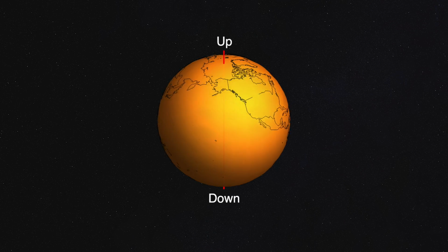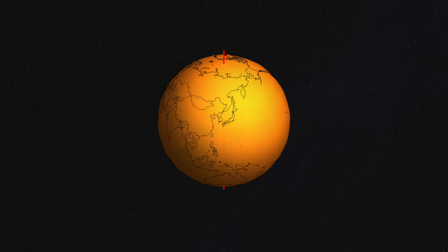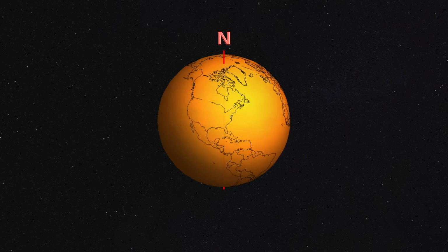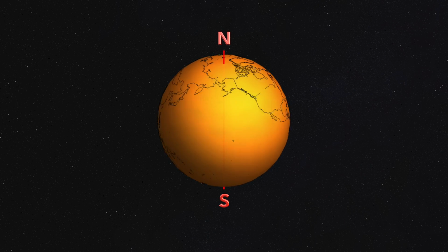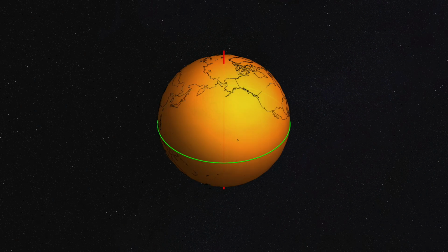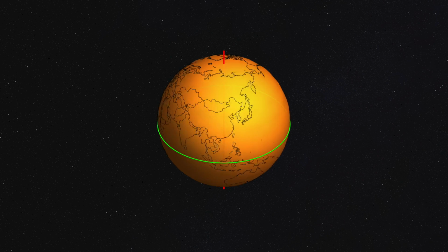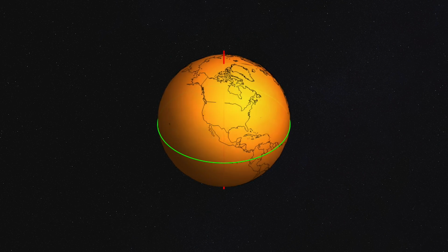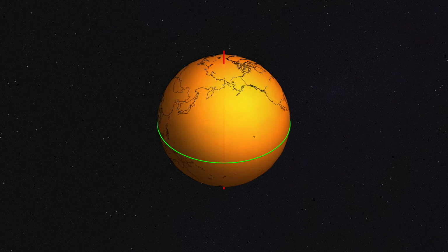The axis of rotation also defines 2 points on the surface of the sphere, the North Pole, assigned to the up position, and the South Pole, assigned to the down position. We can now define the equator as an imaginary line around the Earth, perpendicular to the axis of rotation, dividing the sphere into 2 equal parts.